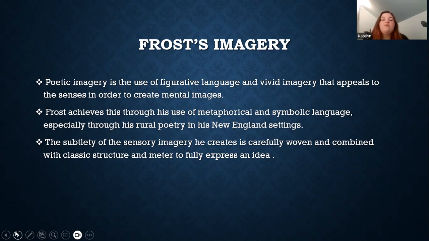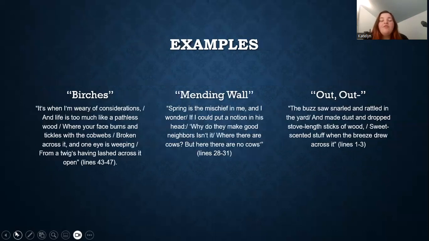Frost achieved this through his use of metaphors and symbolic language, especially in his rural poetry shown in his New England landscapes. The subtlety of the sensory image he creates is carefully woven with figurative language, and he combines this with classical structure and meter to fully express his ideas and meanings. A few examples of this are shown in his poetry, the first one being Birches.